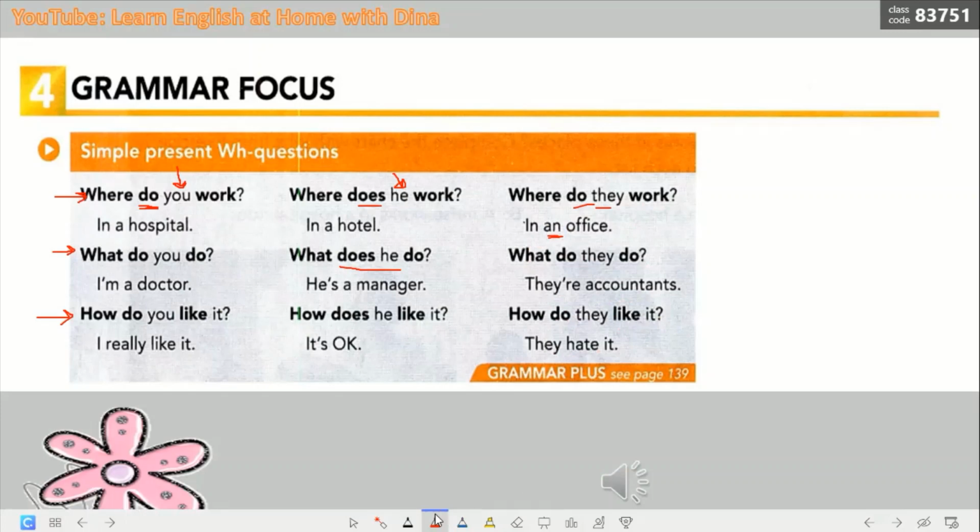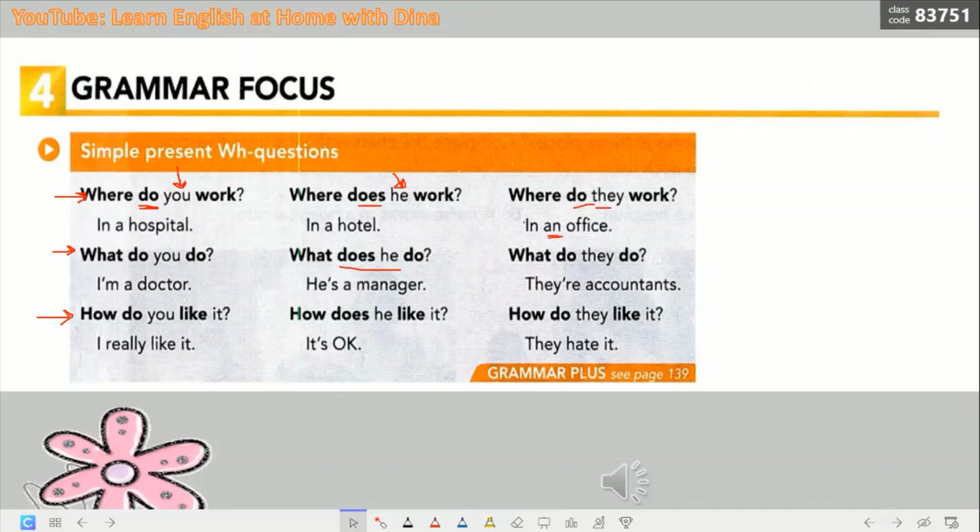The last part in our session, let's listen to it, and then we're going to end. 52. Exercise 4. Grammar focus. Simple present WH questions.